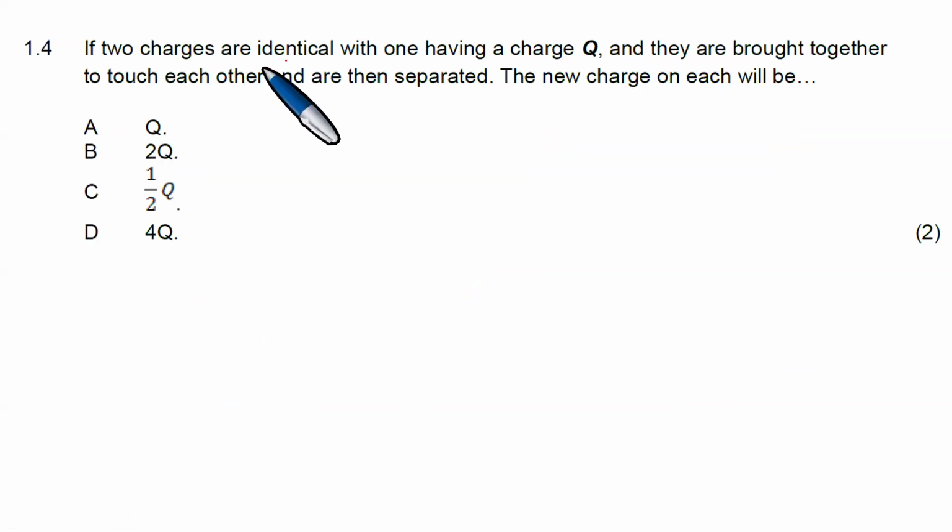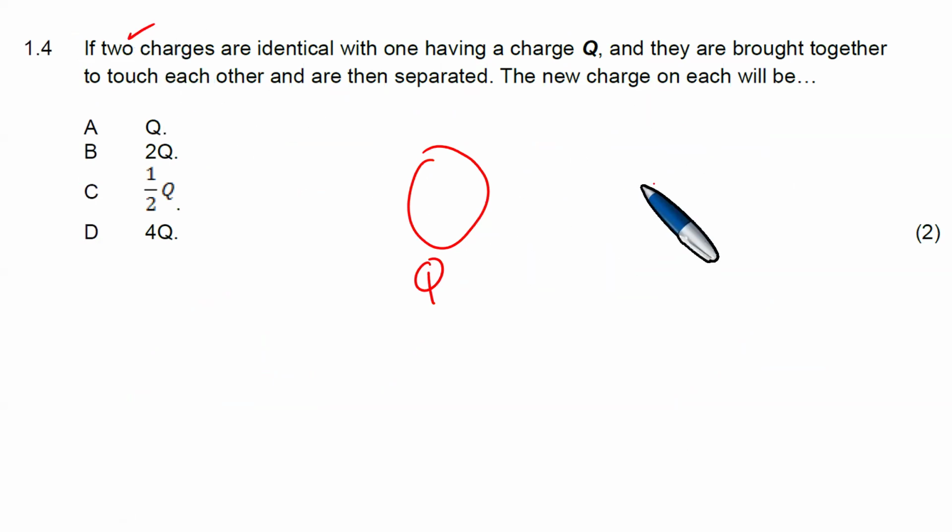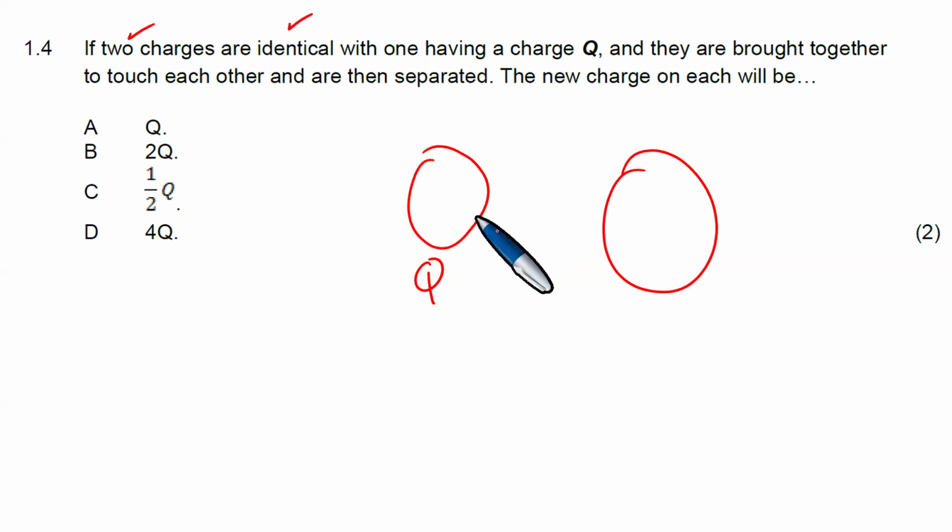If 2 charges are identical, with one having a charge Q, so here are 2 charges. This one has the charge Q. Here's another one. This one, we don't know. All right, and they are brought together to touch each other and are then separated. Okay, you take these identical. What does identical mean? Identical means they're the same.